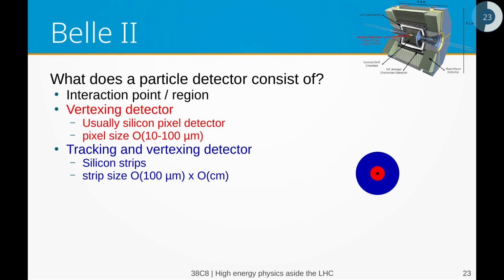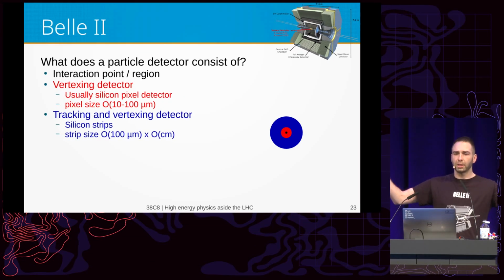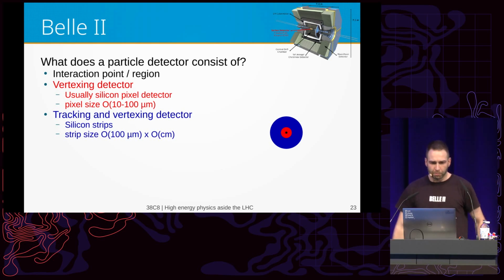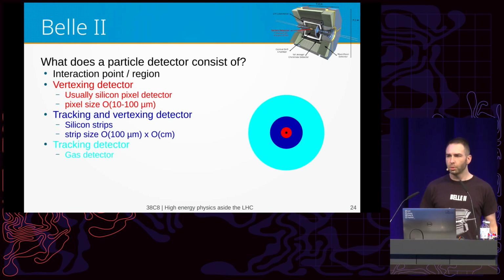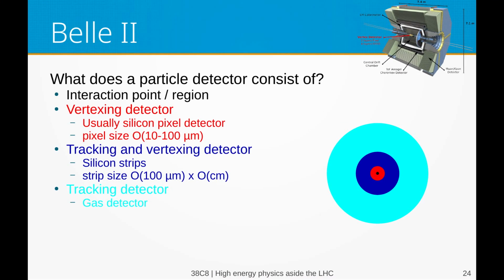This is then surrounded by a tracking and maybe vertexing detector in the case of Belle II. Often we use silicon strips. They are tiny strips that in one direction are just like 100 micrometers or 200 in size, and in the other direction they really span over centimeters. Depending on the detector, these can also be several millions. Then we have the so-called tracking detector. In Belle II, it's a gaseous detector where the particles pass through, ionize the gas, and then we can measure where the particles went from the ionized gas. Other experiments use other technologies as well, but I'm sticking with Belle II for now.